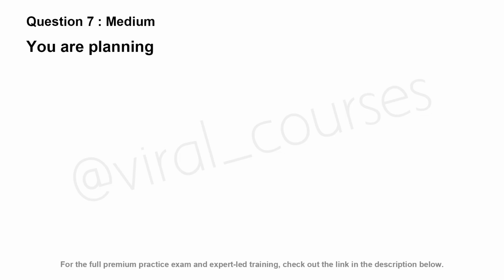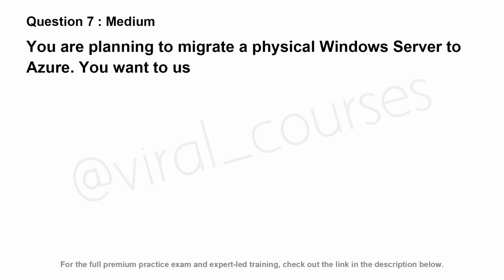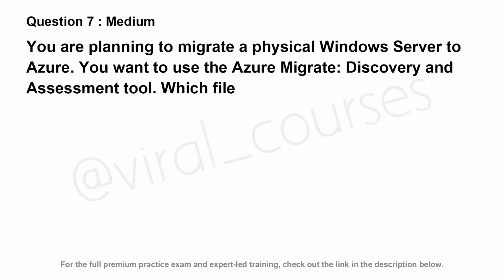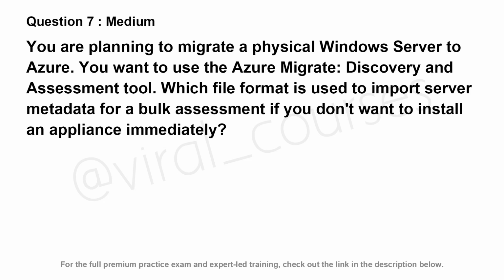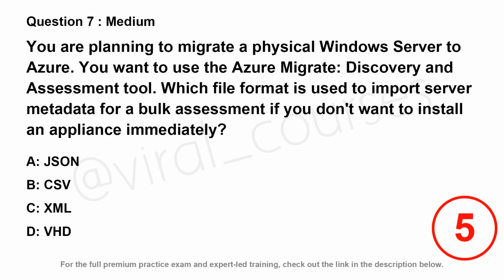You are planning to migrate a physical Windows server to Azure. You want to use the Azure Migrate Discovery and Assessment tool. Which file format is used to import server metadata for a bulk assessment if you don't want to install an appliance immediately? Option A, JSON. Option B, CSV. Option C, XML. Option D, VHD.